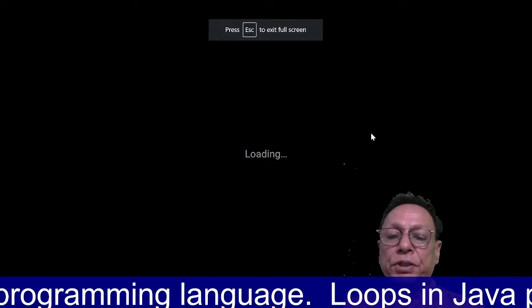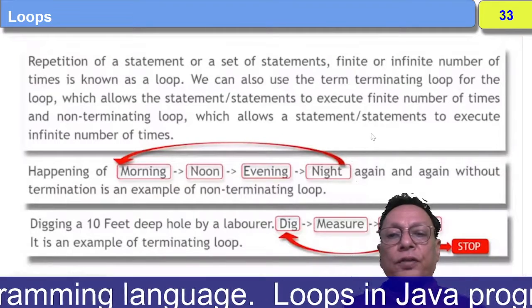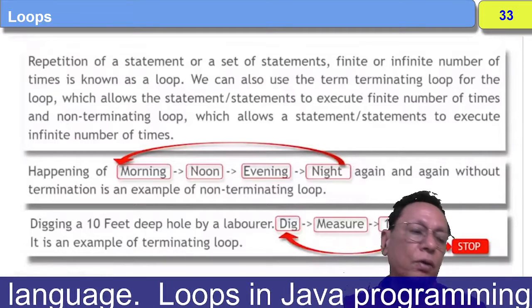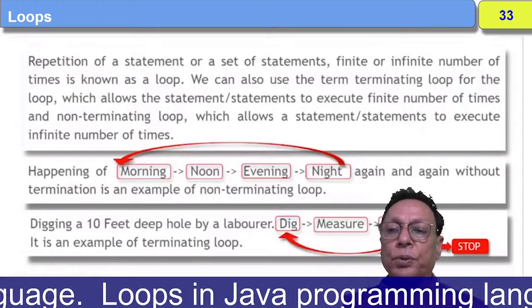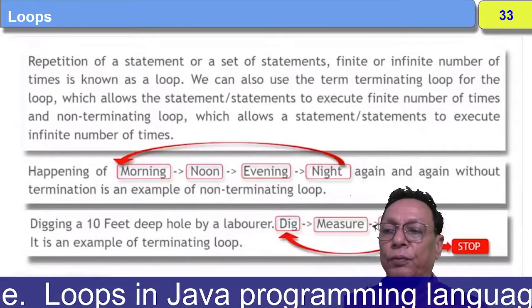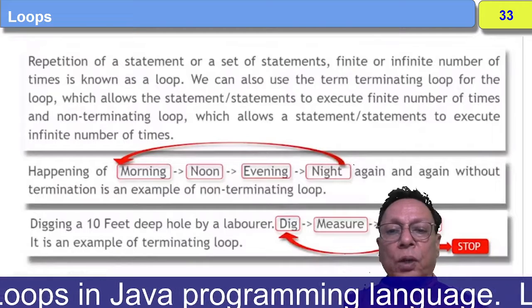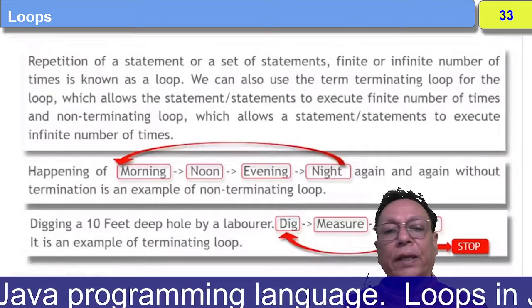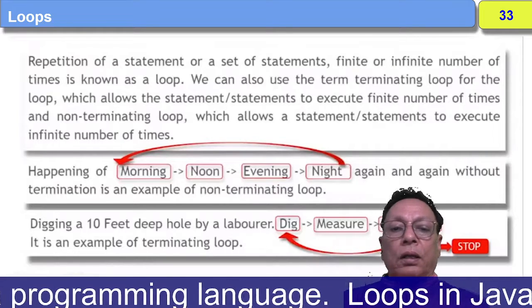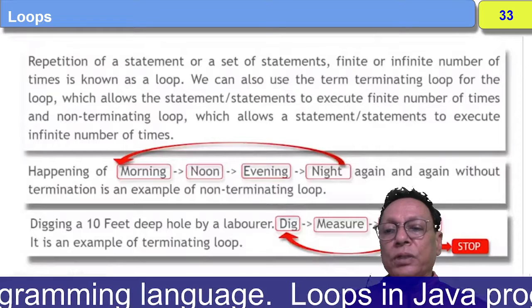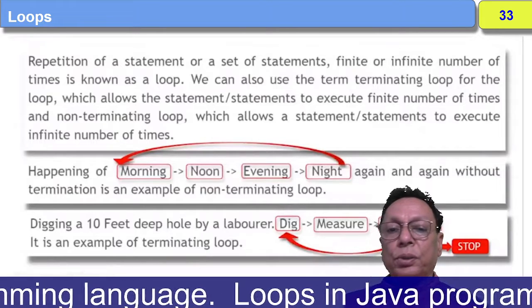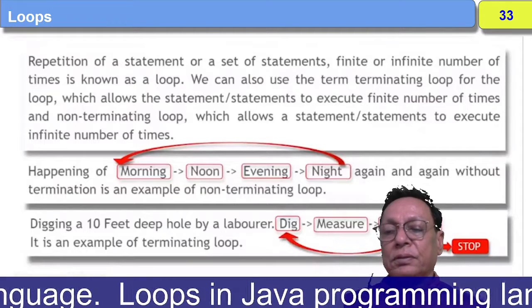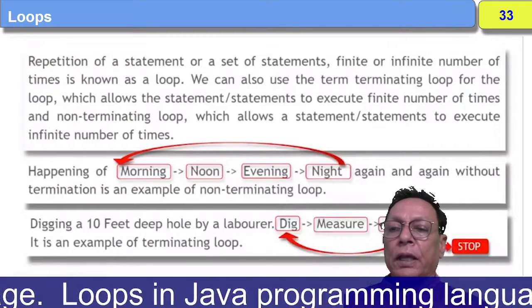So, repetition of a statement or a set of statements, a finite or infinite number of times, is known as a loop. We can also use the term non-terminating loop for the loop which allows a statement or statements to execute infinite times, whereas in a finite loop the statements are repeated a given number of times.